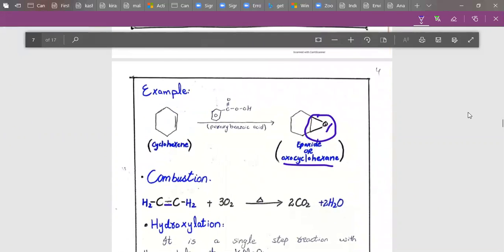Here I take another example. Now we take cyclohexene in the presence of peroxybenzoic acid. Again, this pi bond is removed, and then the oxygen attaches to these carbons. So this cyclic structure is called an epoxide, and its other name is oxocyclohexane.